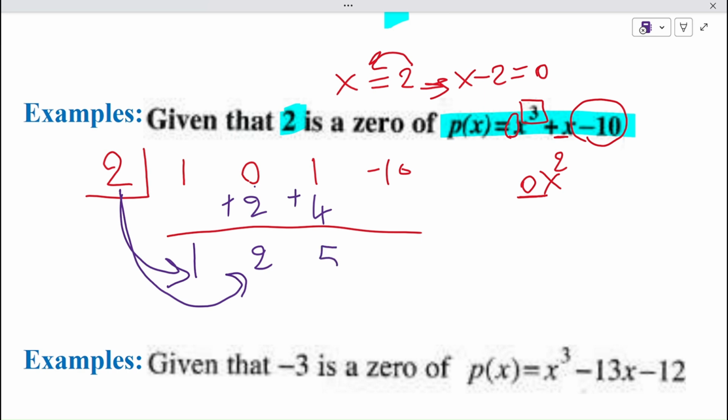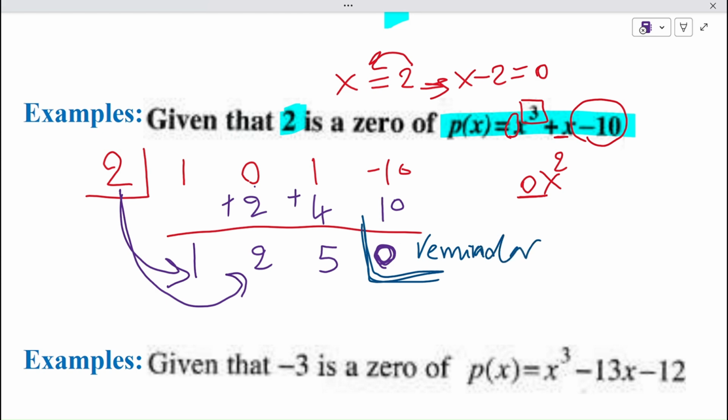1 plus 4 is 5. Then 2 times 5 is 10. Add it. This is equal to 0. Guys, about this one, every time this number is a remainder. This is the remainder.